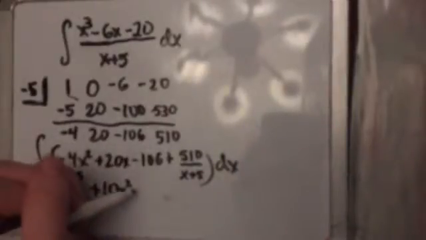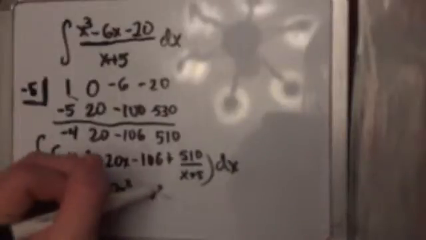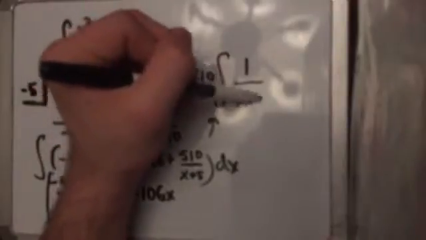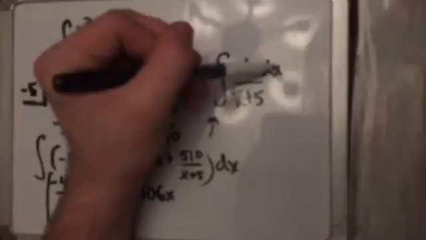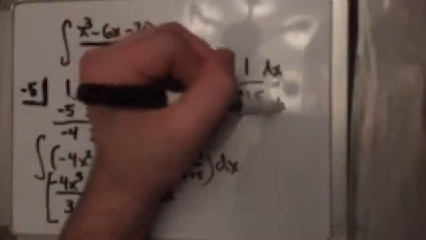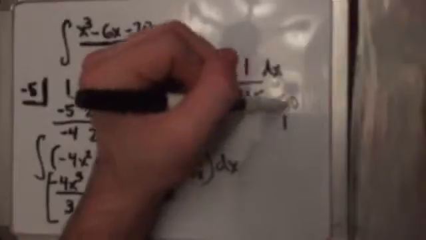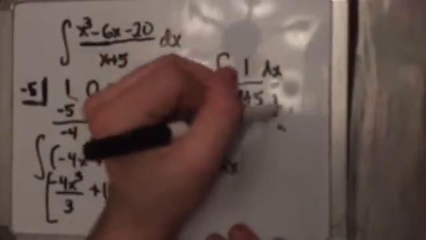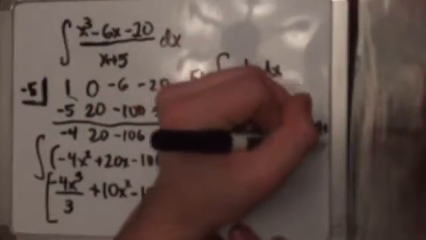20x is 20x squared over 2, which is just 10x squared. And then 106 is just negative 106x. Then 510 over x plus 5 is where you get your log from. So you can just take 510 out and make that 1 over x plus 5, because then you get that in natural log form. So that just equals 510 times the natural log of absolute value of x plus 5 plus c.